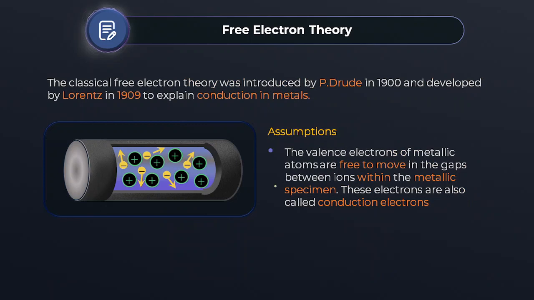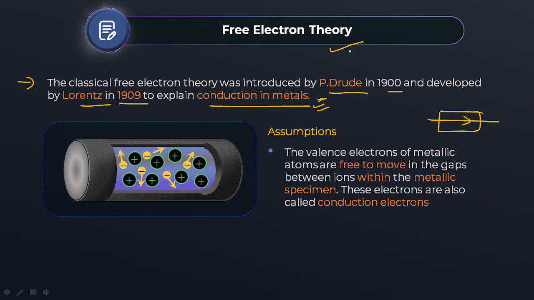Now, when we talk about free electrons and the motion of electrons inside a conductor, there are some assumptions that we have to follow. The classical free electron theory was introduced by P. Drude in 1900 and developed by Lorentz in 1909 to explain conduction in metals, right? These names are not that important. Why is there conduction when we apply a battery? Why does current start flowing through the material? To explain that, this free electron theory was developed.